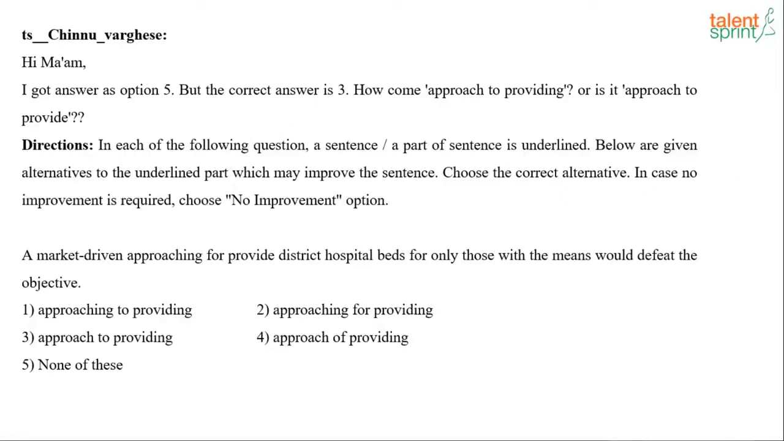Okay. I got the answer as option 5, but the correct answer is 3. How come approach to providing, or is it approach to provide? Okay, now let's read the question. A market-driven approach for provide. You are supposed to make improvement if there is any, or if there's no improvement, you are supposed to select none of these. District hospital beds for only those with the means would defeat the objective.